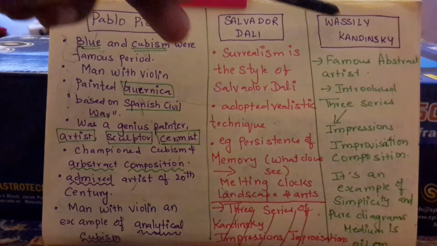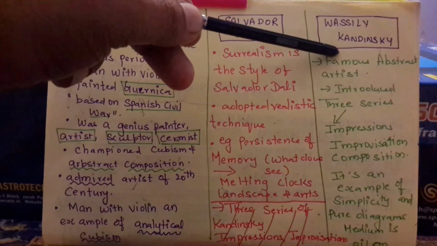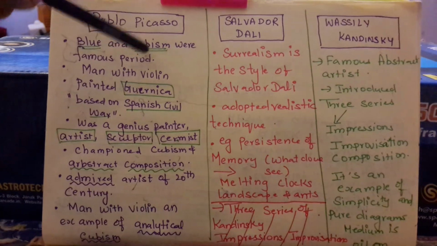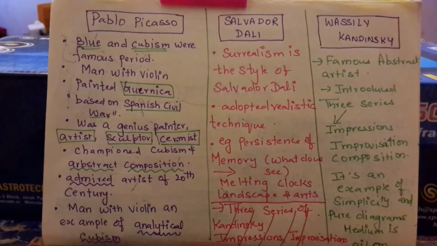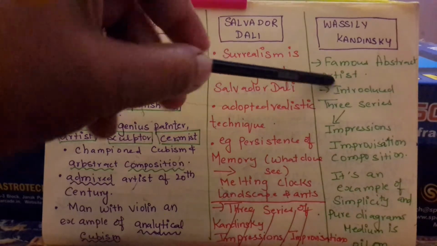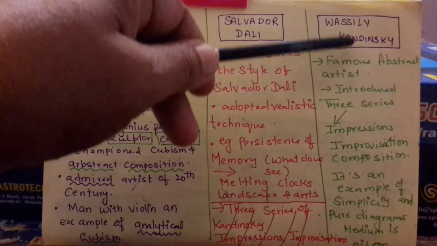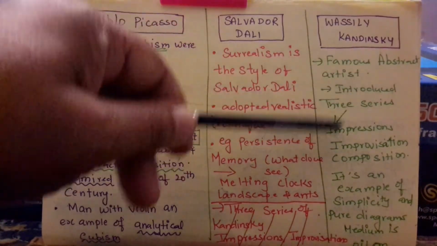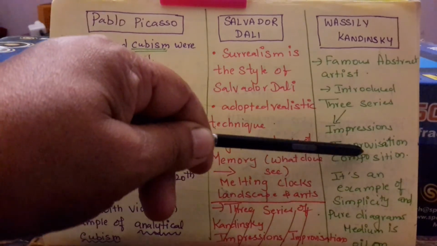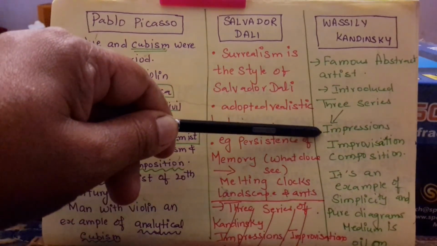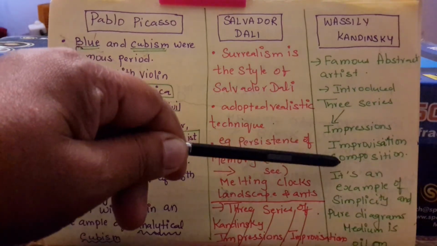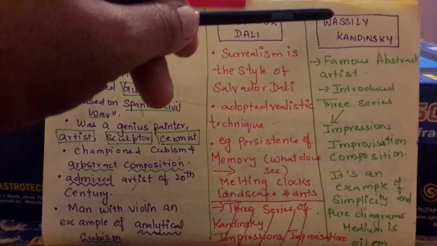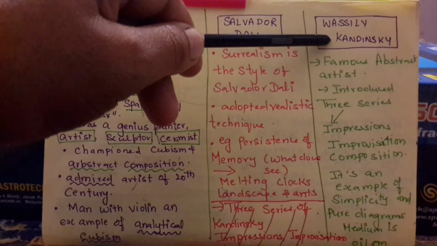And moving on further to Vasily Kandinsky. Vasily Kandinsky was a famous abstract artist. Now again here: Pablo Picasso to Cubism, Salvador Dali to Surrealism, and Vasily Kandinsky to abstract art. So he was a famous abstract artist, and Vasily Kandinsky basically introduced three main series. Now what are the three main series? Impressions, improvisations, and compositions. So these three series are the main series for the abstract artist Vasily Kandinsky.